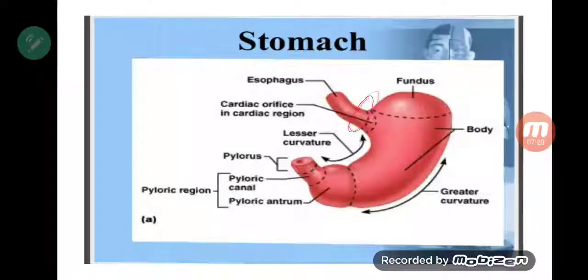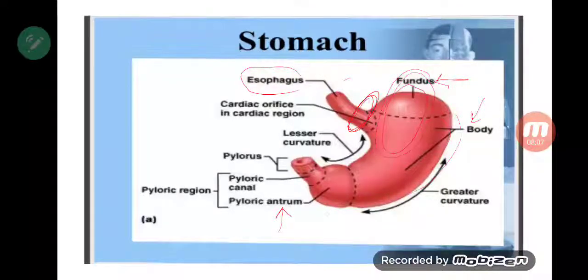Here is the lower esophageal sphincter. It is the connection between the lower part of the esophagus and the first part of the stomach. We have here the stomach. The stomach has many parts. The upper part is called the fundus. Here is the body, which is the middle part, and here is the antrum, which is the last part.